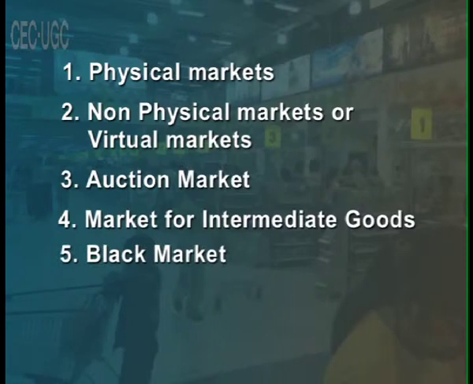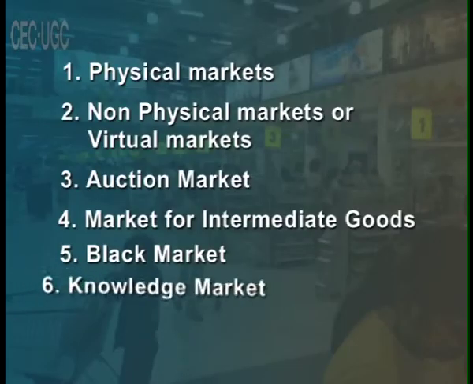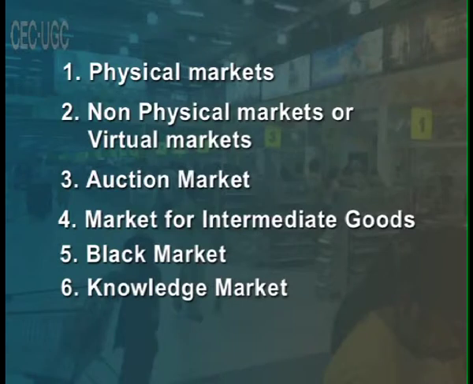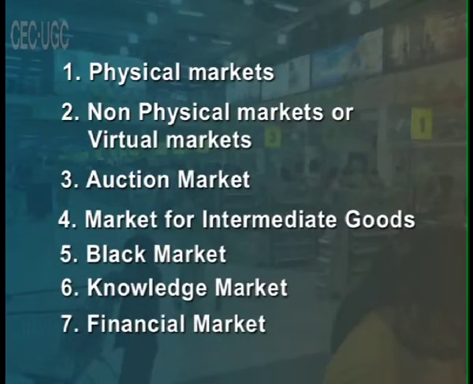Fifth, black market. A black market is a setup where illegal goods like drugs and weapons are sold. Sixth, knowledge market. A knowledge market is a setup which deals in the exchange of information and knowledge-based products. Seventh, financial market. A financial market is a market dealing with the exchange of liquid assets, usually money.